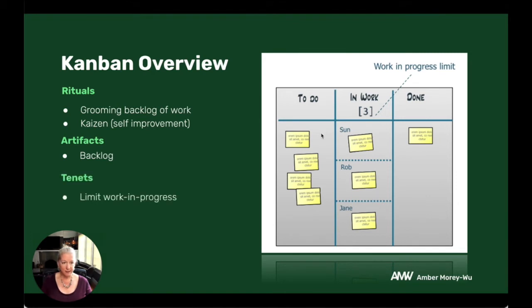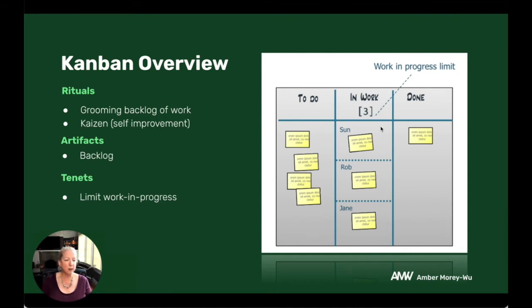There is one tenet, which is to limit the work in progress. You can see in this board, there are 3 people working on this particular board, Sun, Rob, and Jane, and they only have 1 card each. That means that it's very visible as to what that team is working on at any point in time. If Sun had 3 tickets, you're like, I don't know what Sun is even working on.